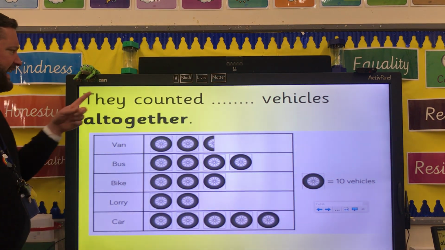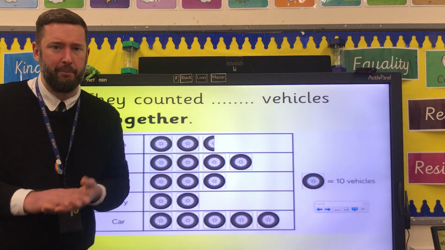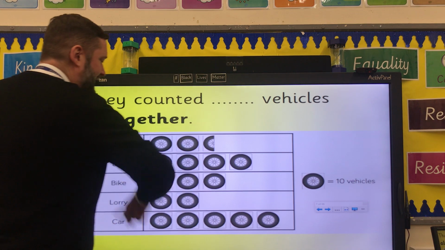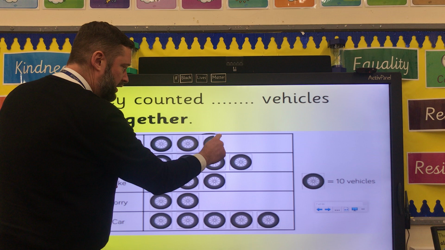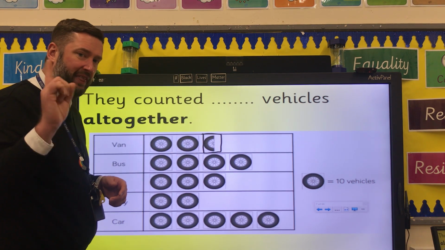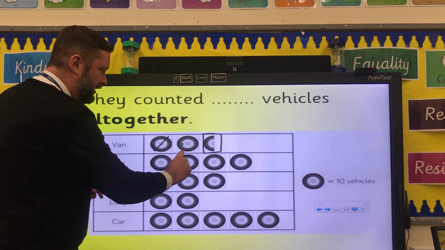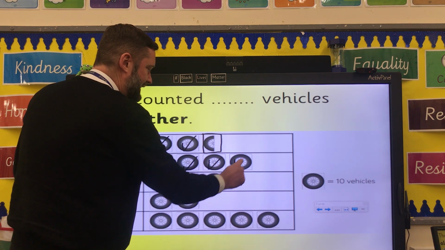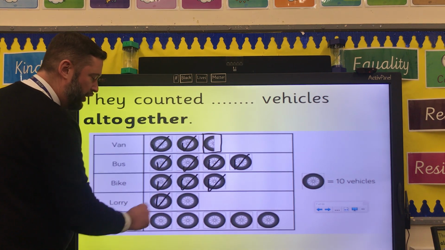Okay, they counted vehicles all together. Can you remember what we have to do when we count vehicles all together? That's right, we have to count all the pictures. Now, I've got one picture, that is a half. I'm going to count that last. So count with me, and I'm going to tick. I love a tick. 10, 20, 30, 40, 50, 60, 70, 80, 90, 100.